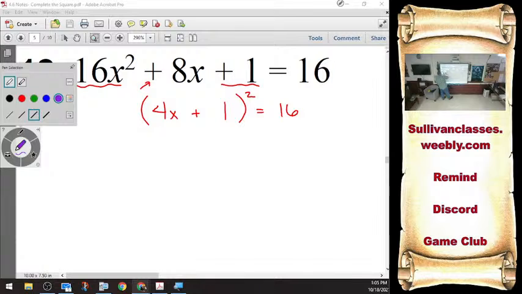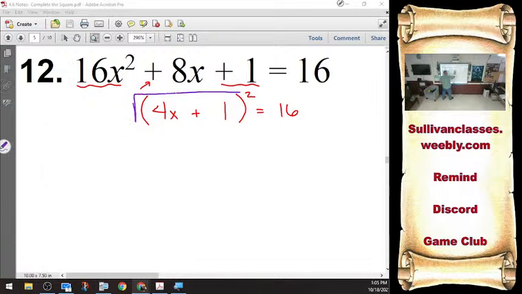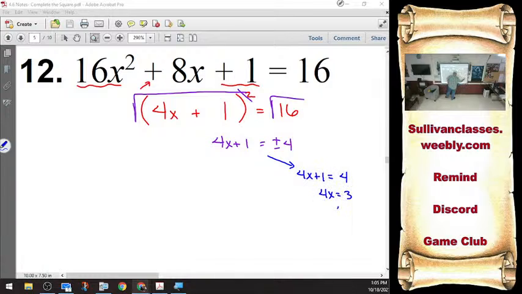So, we square root, getting plus or minus 4 is 4x plus 1. You're saying that 4x plus 1 is 4. And 4x plus 1 is negative 4.